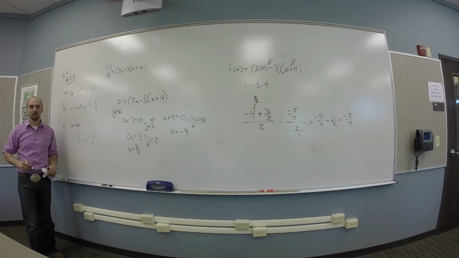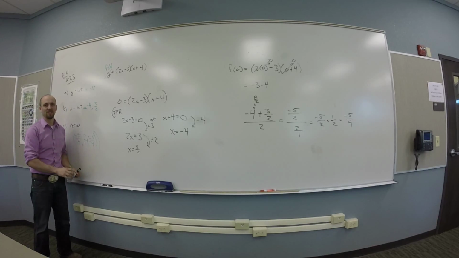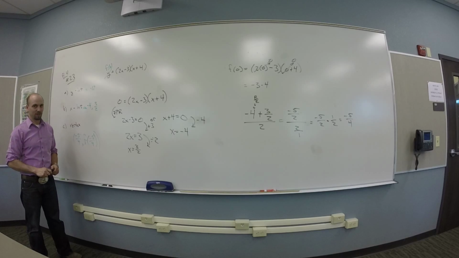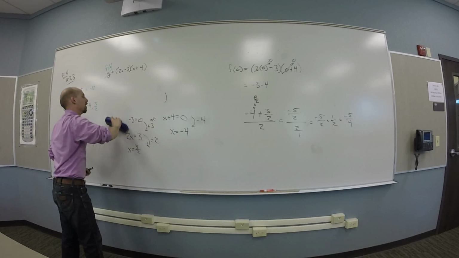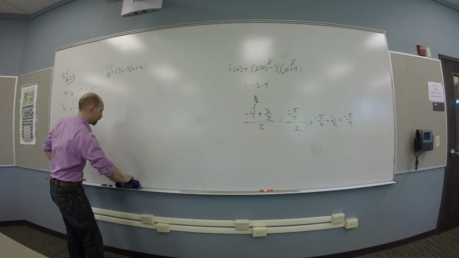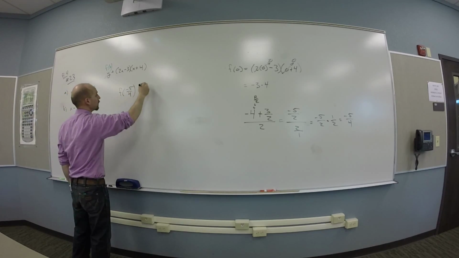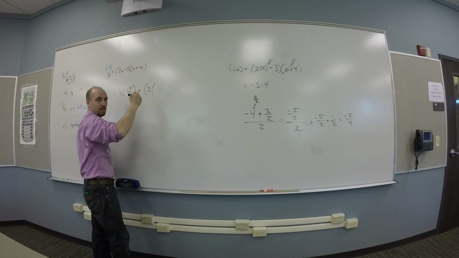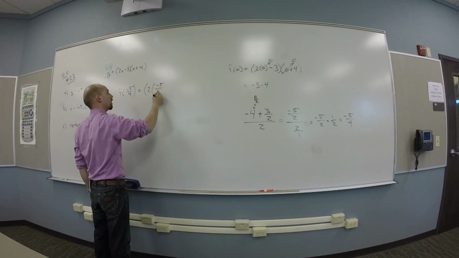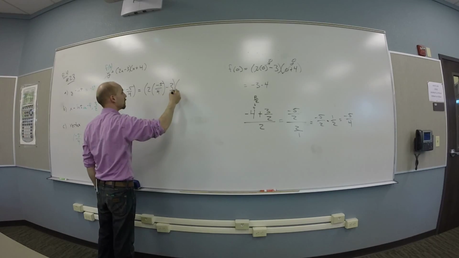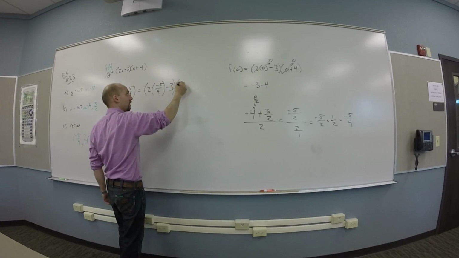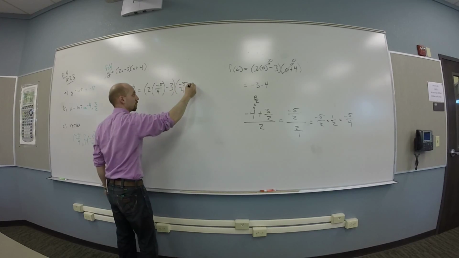Did you all see that? That's a complete answer, but we probably should simplify this thing. So how do I simplify that? Look in the equation. I want to calculate f of negative 5 quarters. So that's twice negative 5 quarters minus 3 times negative 5 quarters plus 4.